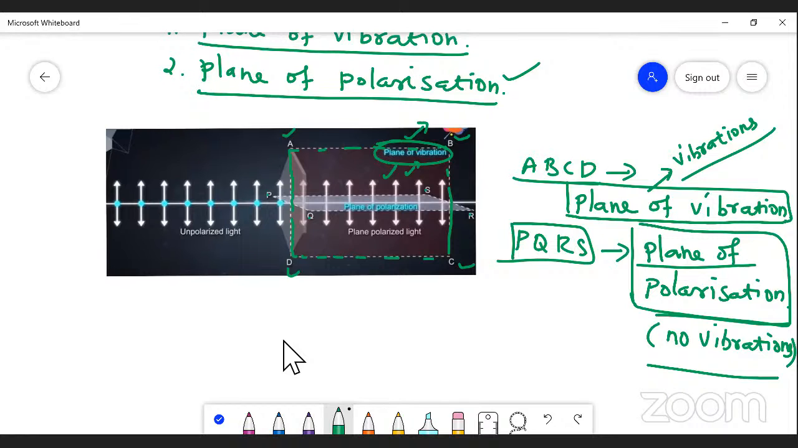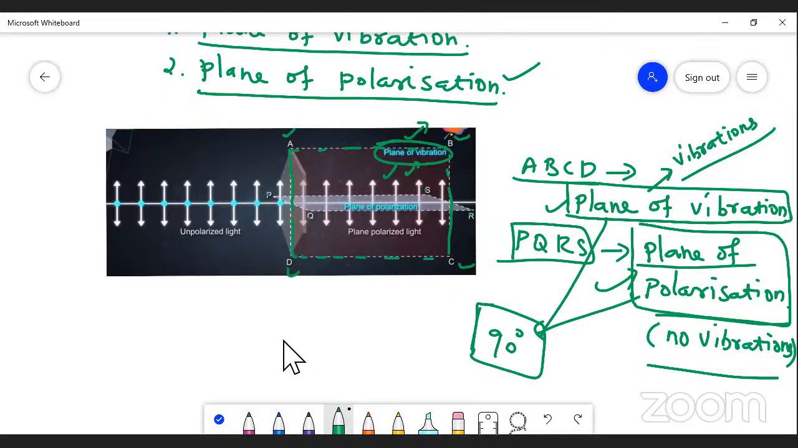But in both the plane of vibration and the plane of polarization, the light propagation is there. The light propagates not only through the plane of polarization, but also the plane of vibration. The only difference between them is that in the plane of vibration, light vibrations exist, but in the plane of polarization, there is no vibration of light. The angle between the plane of vibration and the plane of polarization is 90 degrees. They are at right angles to each other.